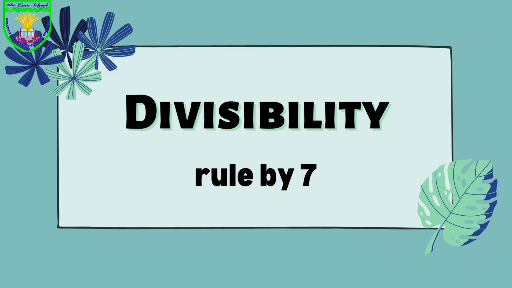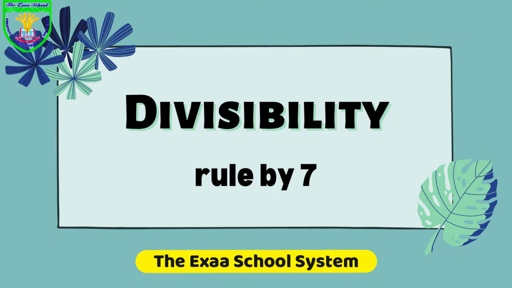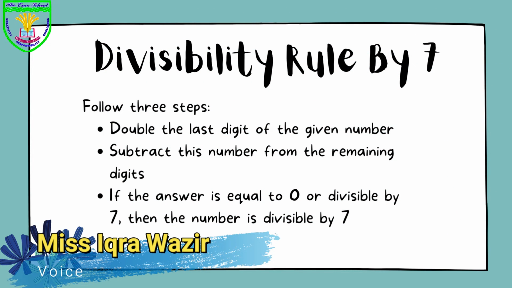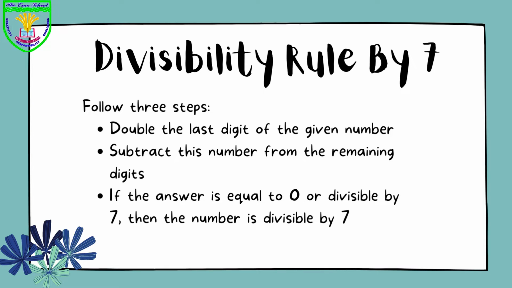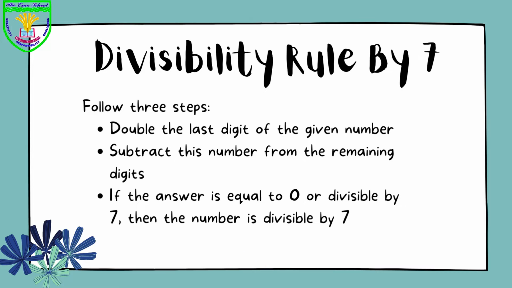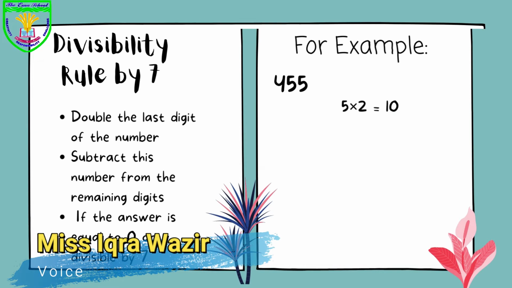We left the divisibility rule of 7. So, in our today's mathematics lecture, we will learn the divisibility rule for 7. To check whether a number is divisible by 7 or not, we will follow 3 steps. The first step is we will double the last digit of the given number. The second step is subtract this number from the remaining digits. The third step is if the answer is equal to 0 or divisible by 7, then the given number is divisible by 7. Let's take an example, 455.